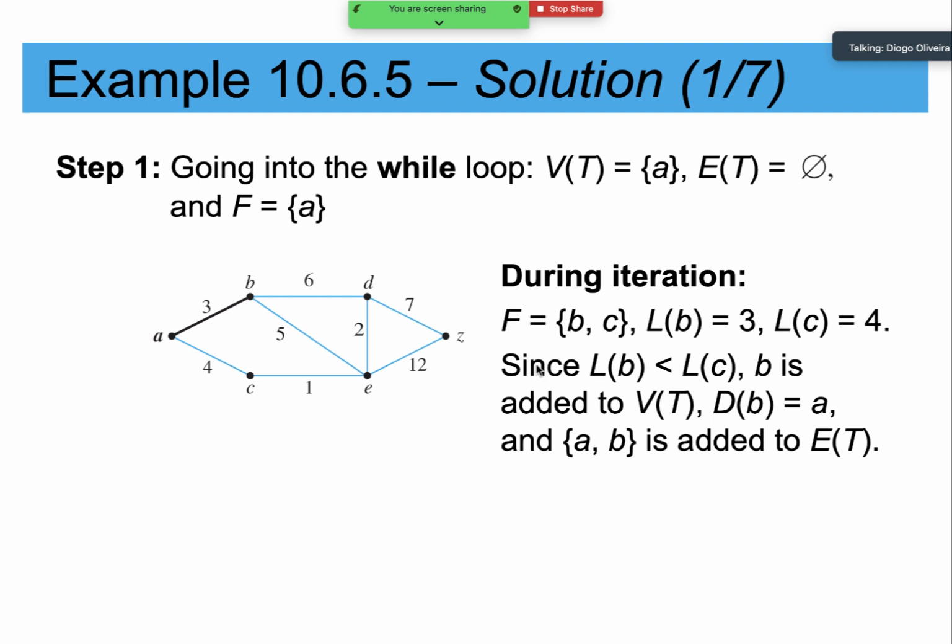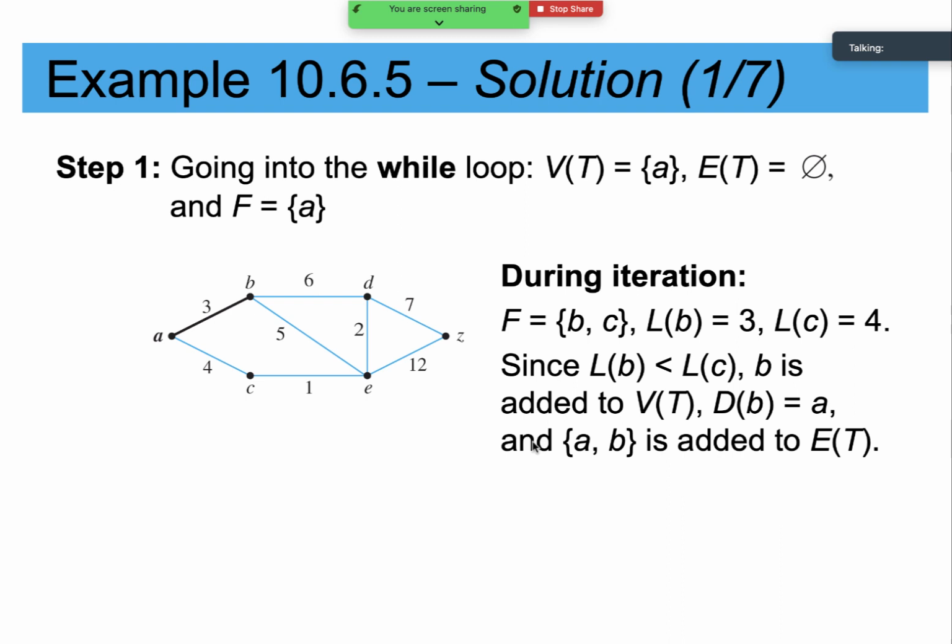So since LB is lesser than LC, B is added to VT. DB, so the distance of B is 3.